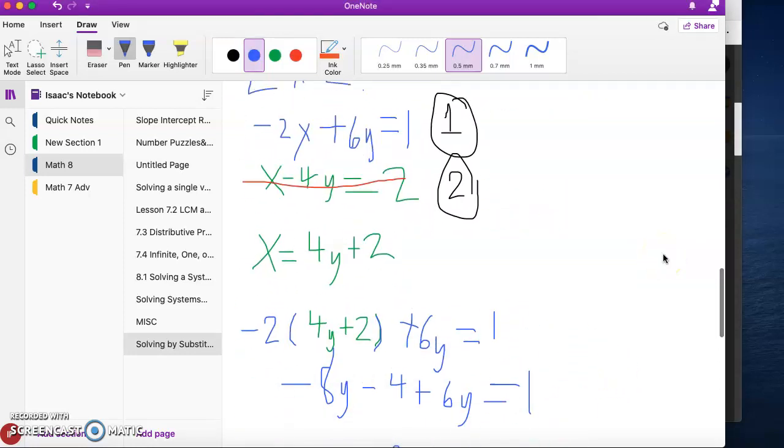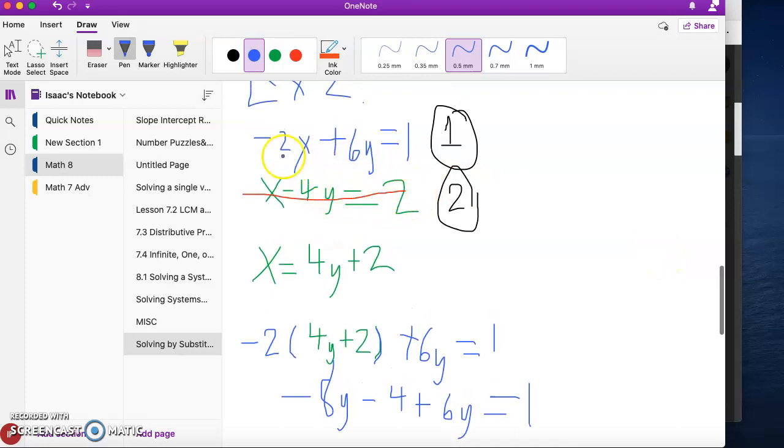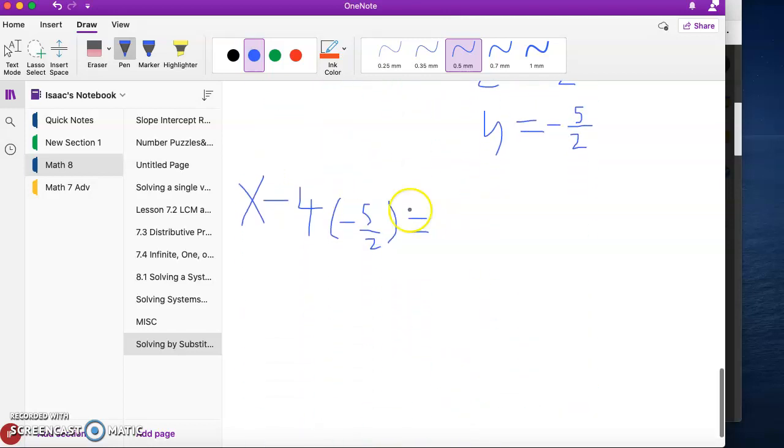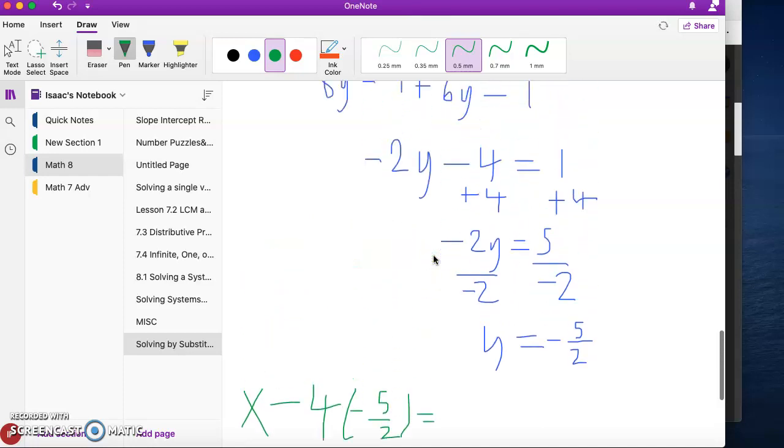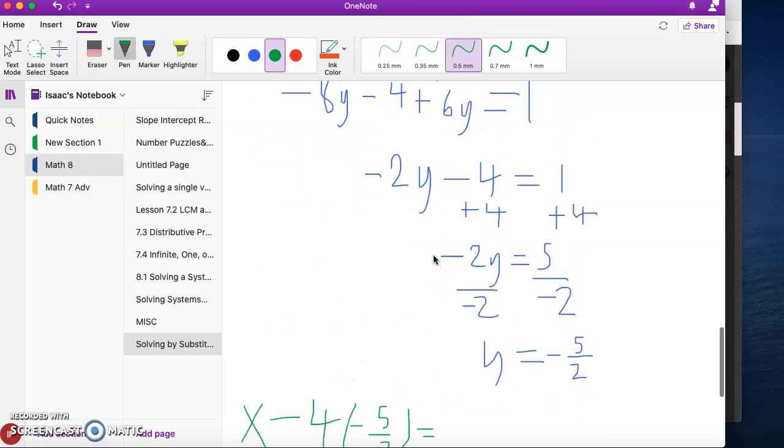All right, now which one do I want to substitute back into? x minus 4y equals 2 or negative 2x plus 6y equals 1? I think the second one looks a little simpler. So I'm going to say x minus 4 times what y equals, negative 5 over 2, equals 2.